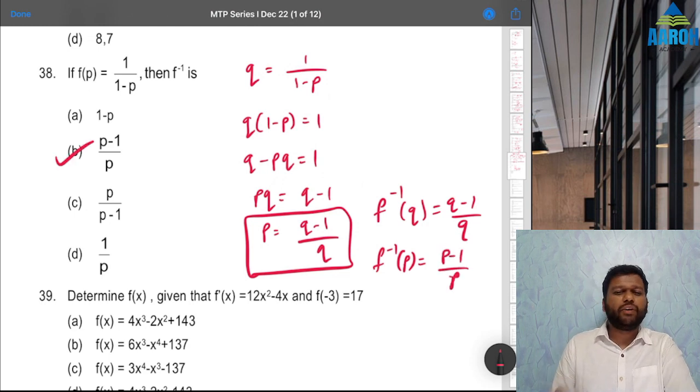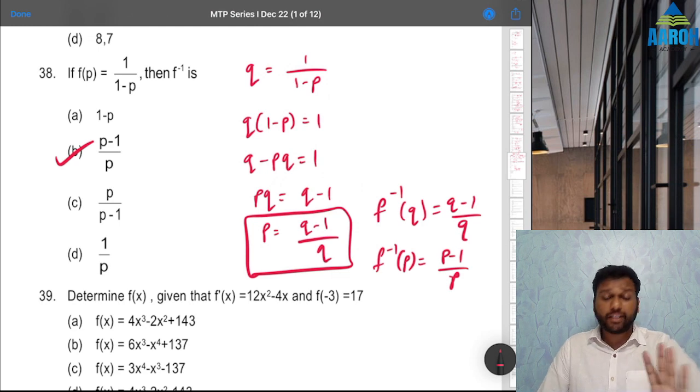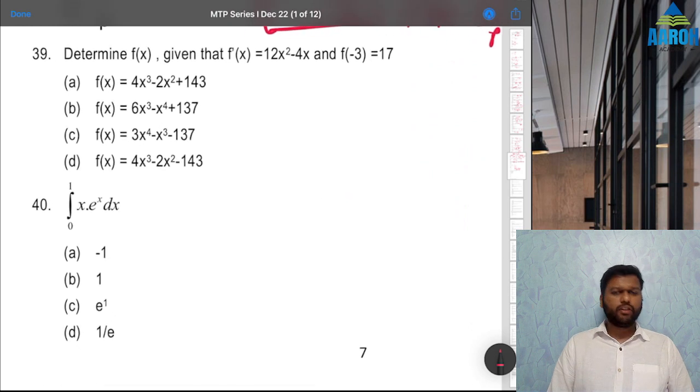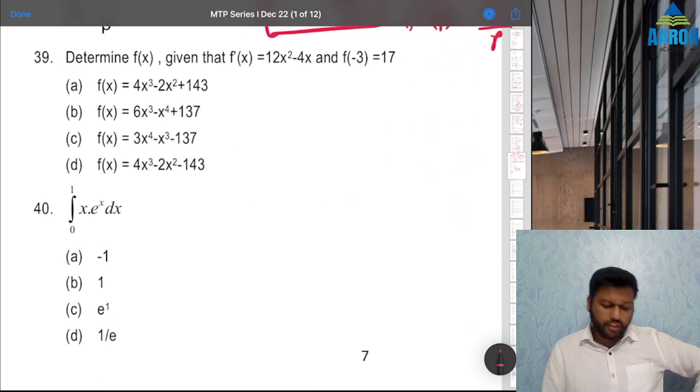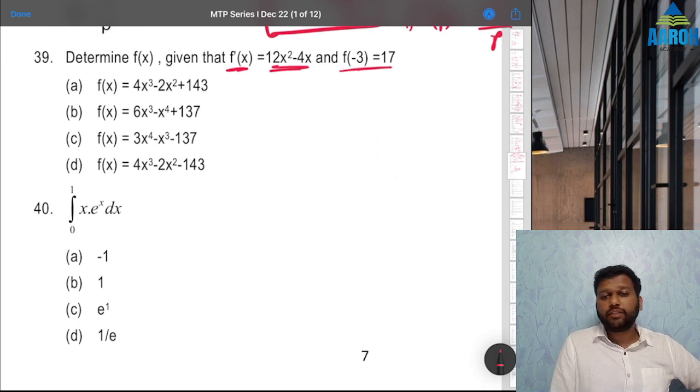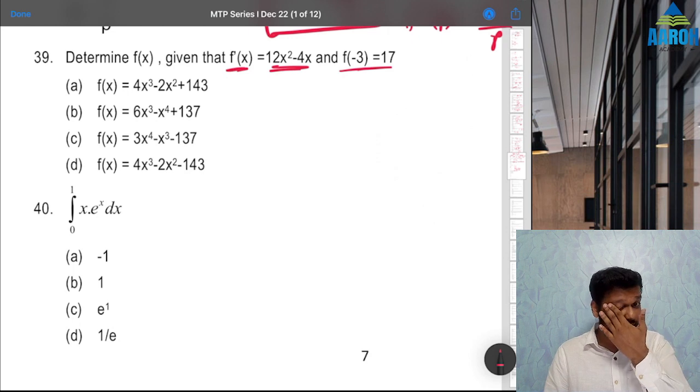Inverse of function is a very easy concept and it can give you easy marks in exam. So just do it, not that difficult, not that complicated. 39. Determine f(x) given that f dash x, the derivative, is this and f of minus 3 is 17. Fine, so this is a question of integration, both the questions are of integration only.